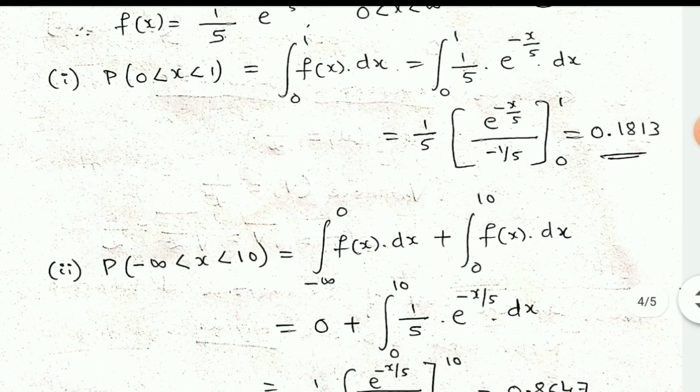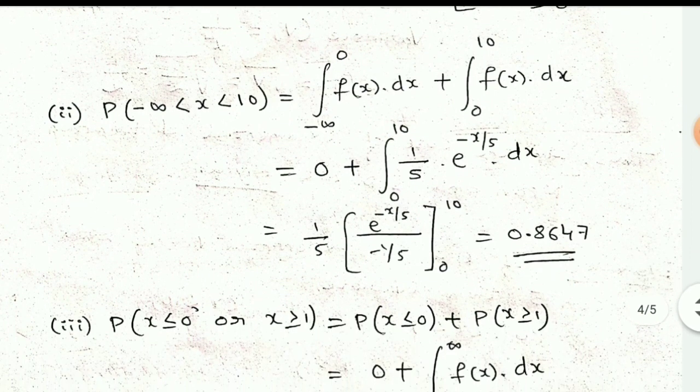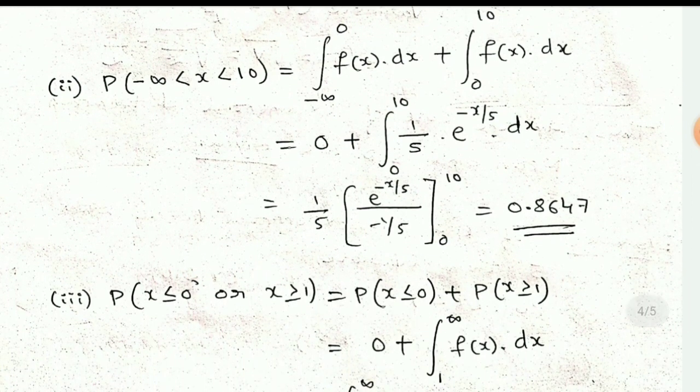Second one, p of minus infinity less than x less than 10. Again same, lower limit is minus infinity, upper limit is 10. But here by the definition, minus infinity to 0, function is 0, right? Only 0 to 10. F of x is 1 by 5 into e power minus x by 5 dx. Integrate, you get the answer as 0.8647.